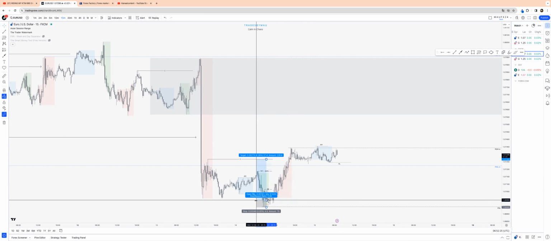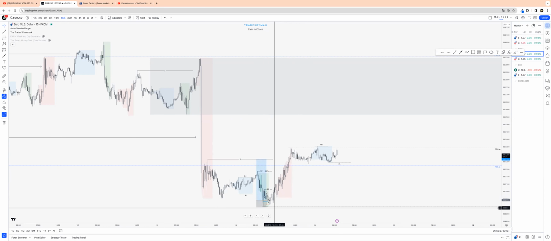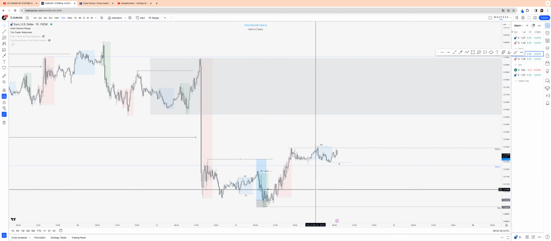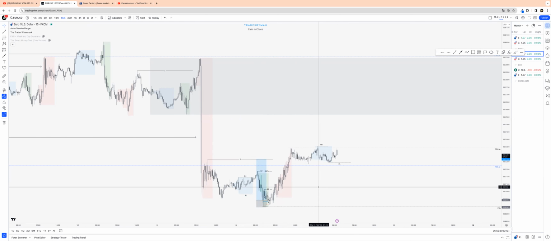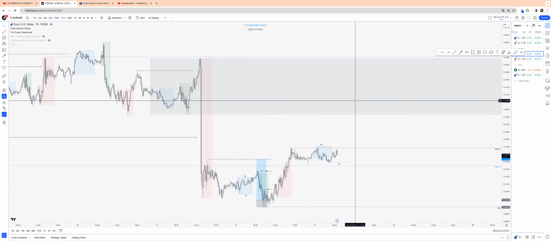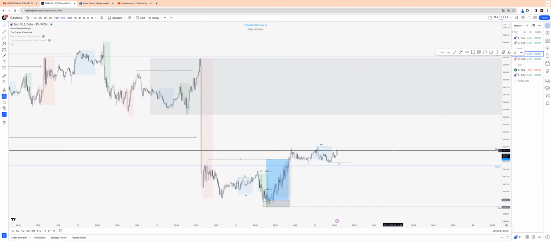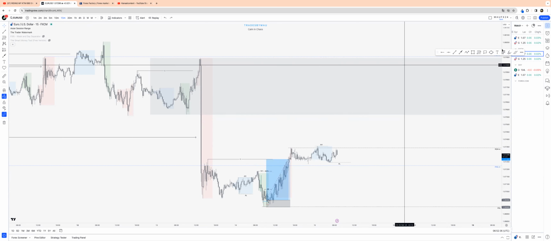Essentially, there's this cluster of candles. That's my POI, my demand zone, and I'm looking to trade from there into the highs. That's really it for EU.